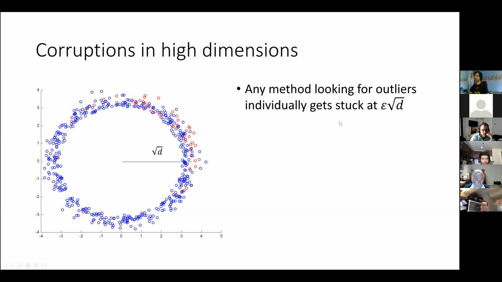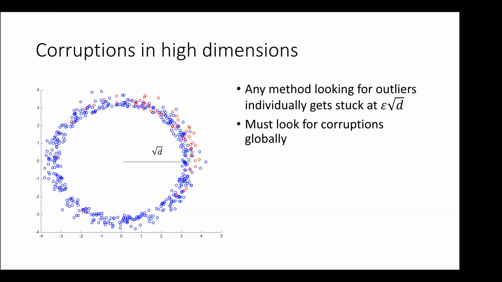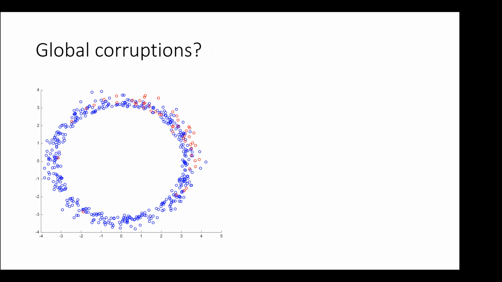So the main insight and idea is rather than looking for outliers individually, you instead have to look for outliers more globally. And this will be formalized in the following slide. The following slide is kind of the most important slide in the whole talk in the sense that it's the main idea. There's some technical version of it, but really the main idea is contained right here.